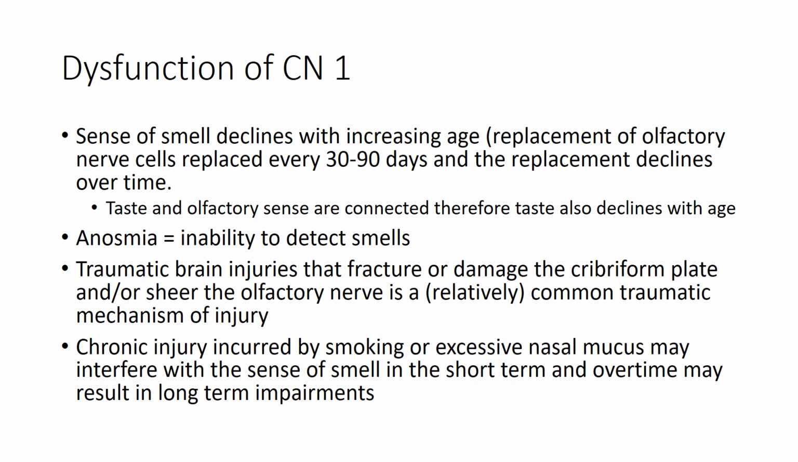And traumatic brain injuries that fracture or damage the cribriform plate, and therefore shear the olfactory nerve, are not an uncommon traumatic mechanism of injury to cranial nerve number 1. But it's also possible that somebody may have chronic injuries that are incurred by smoking, or maybe somebody's just got long-term congestion, and that may interfere with the sense of smell in the short term, and over time may incur long-term impairments.